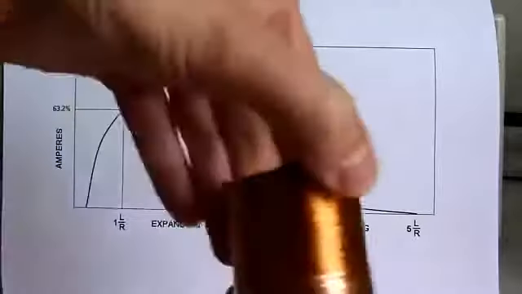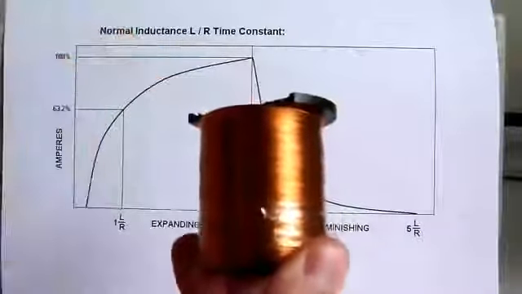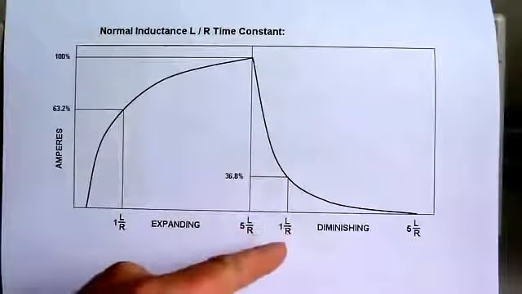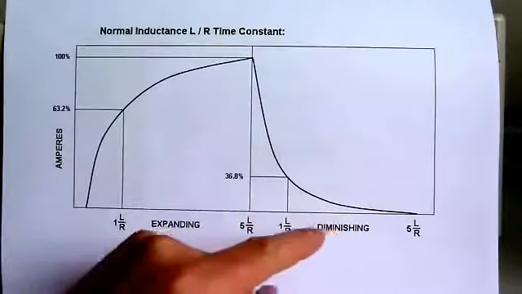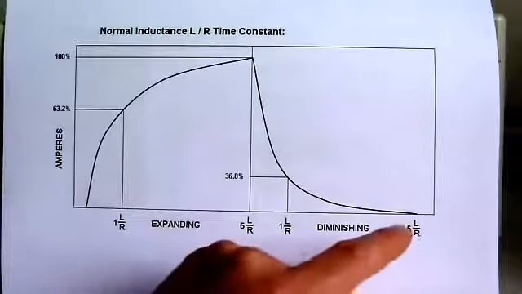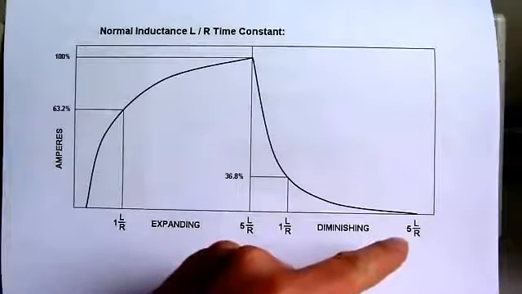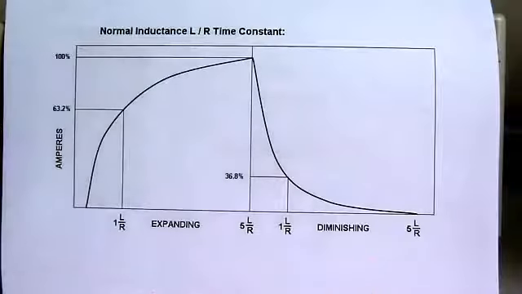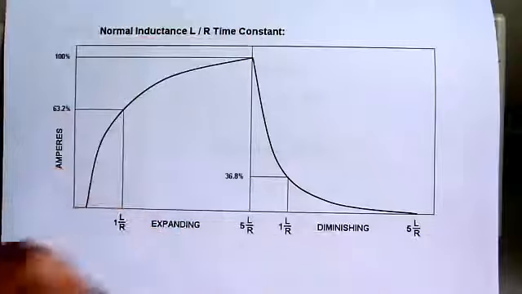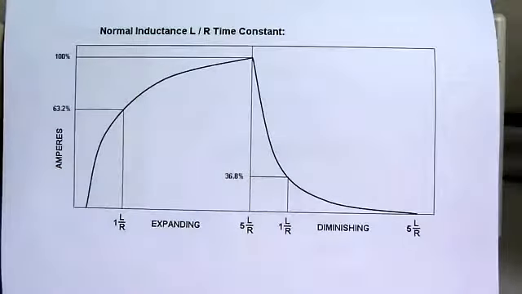When you remove the DC voltage from it, you see the opposite effect taking place, so that in 1 L over R times you would expect the magnetic field to be diminished to 36.8%, and in 5 L over R times the total magnetic field is gone. So this is the normal reaction which you can expect when you hook a DC voltage to a normal inductor, and the second part shows what you would expect when you remove it from the DC voltage.